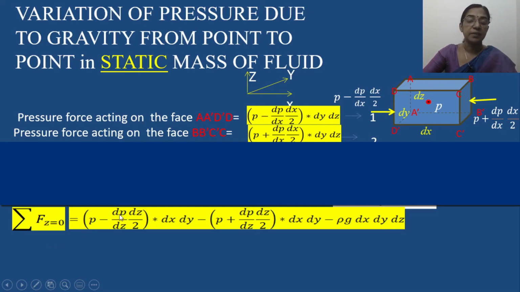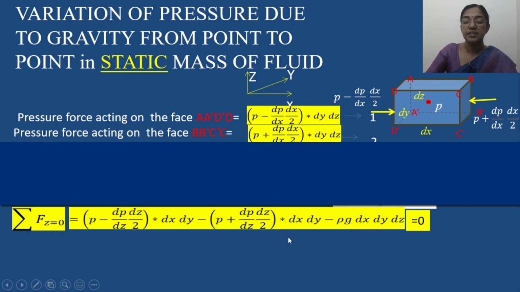So (P − dP/dz · dz/2) dx dy minus (P + dP/dz · dz/2) dx dy. Now the weight of the fluid element is acting down, that is dx dy dz, the volume of the fluid element, into rho g. So that is acting downward, that is a minus sign, and the sum is equal to 0.